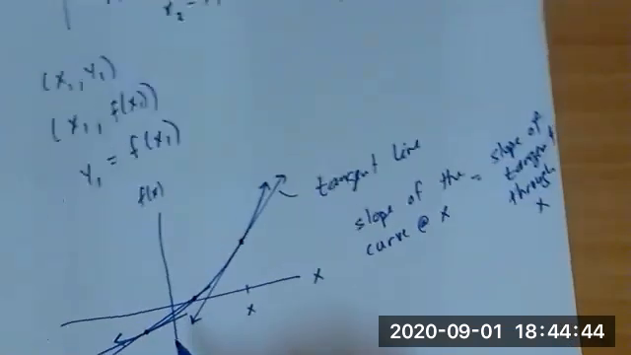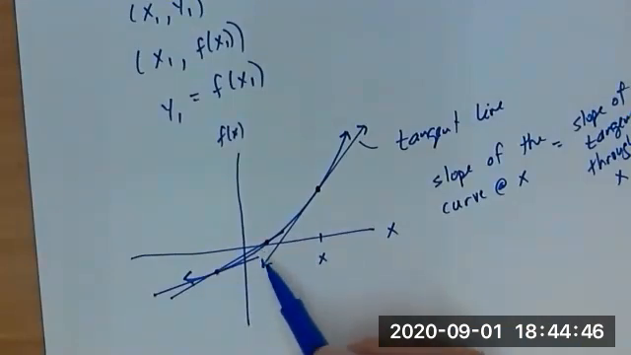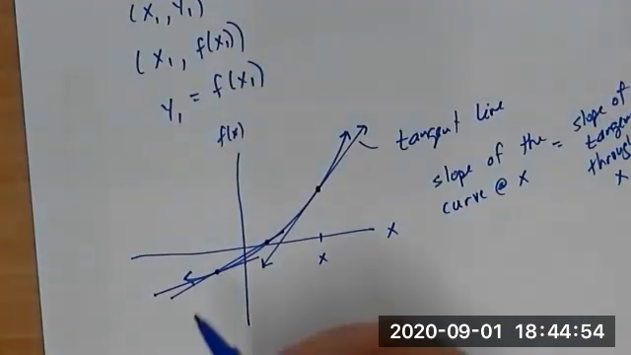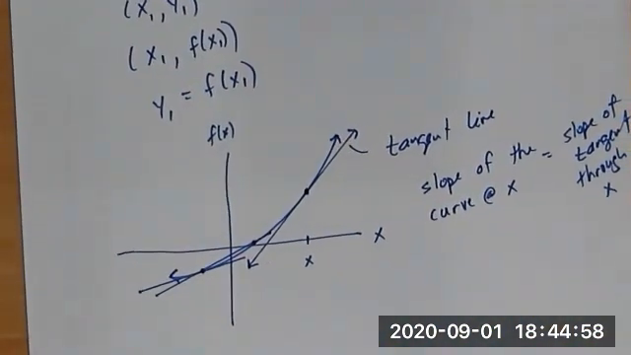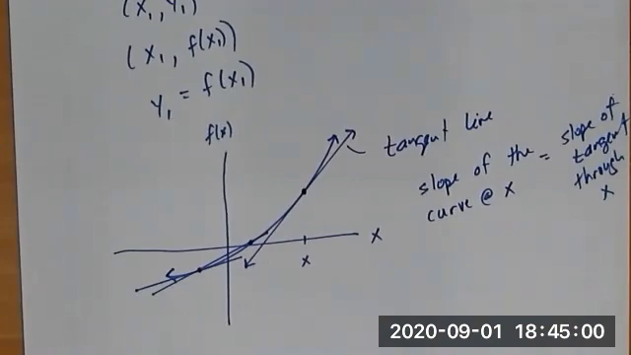So I can't just choose 2 points on a curved line and find the slope and have that be the slope at this point. Instead, I have to actually find the slope of the tangent line. So that's what we're going to do.